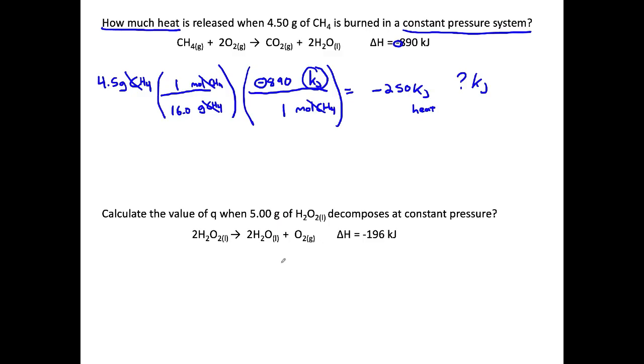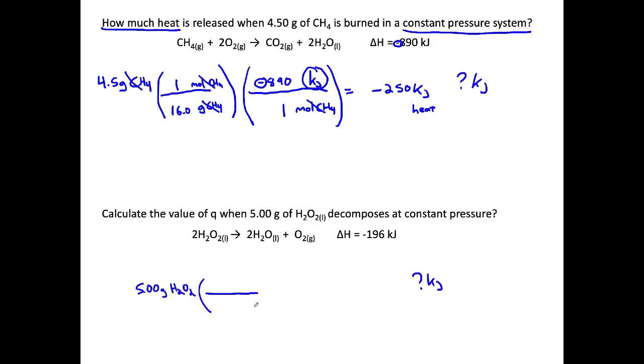All right, we can do another example here. Let's talk about the value of heat when 5 grams of hydrogen peroxide is going to decompose at a constant pressure. Again, I'm looking for kilojoules of heat over here on the right. I'm going to start with 5 grams of the hydrogen peroxide.